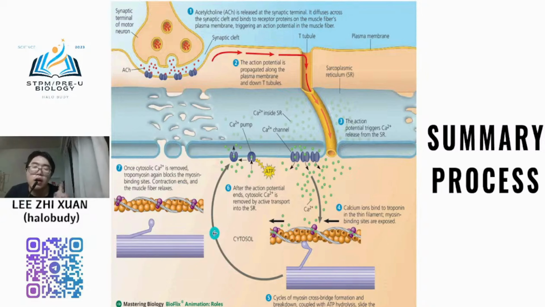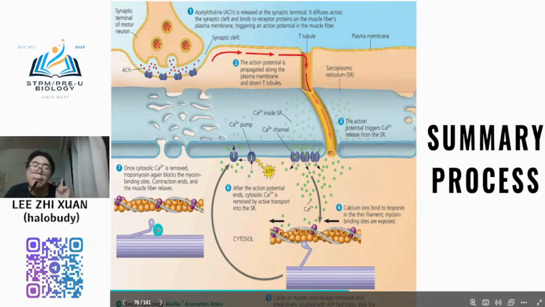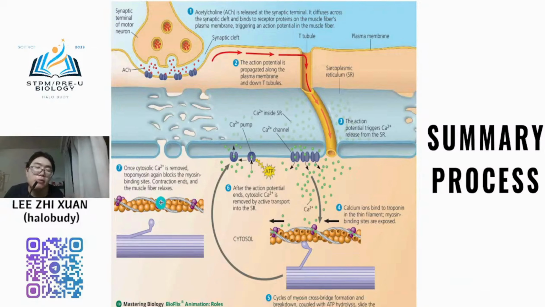So how to do this? The myosin head will be released out, no longer bound to the myosin binding site on the actin. Once it is released, the tropomyosin molecule will start to block the myosin binding site on the actin molecule again.